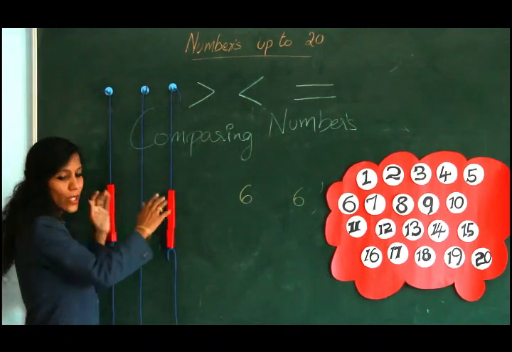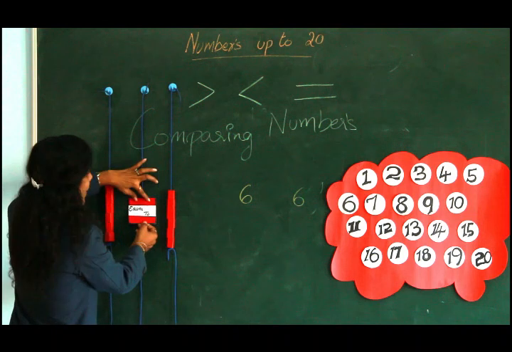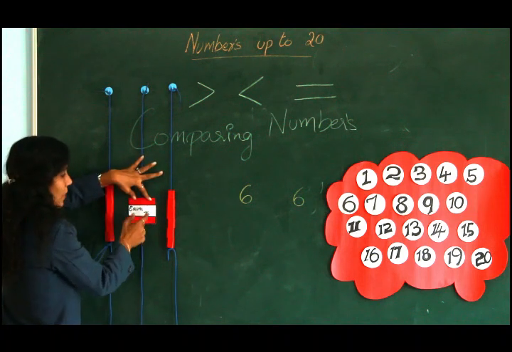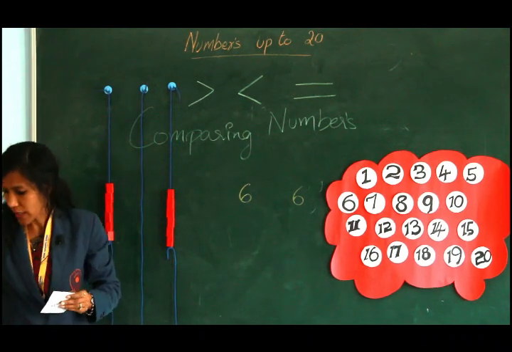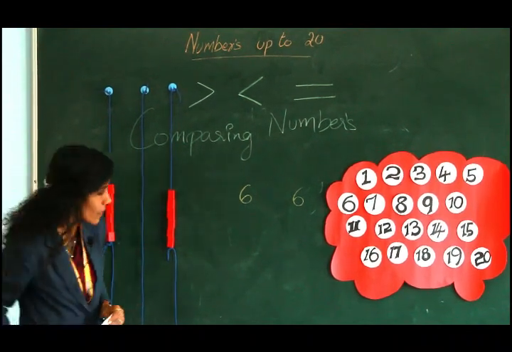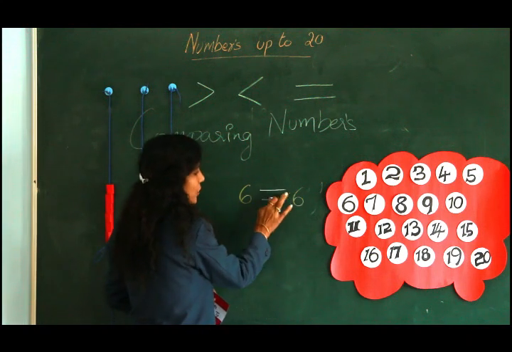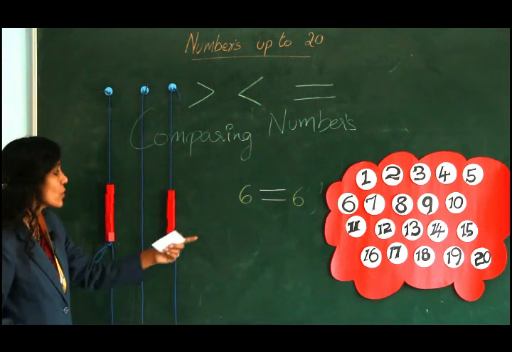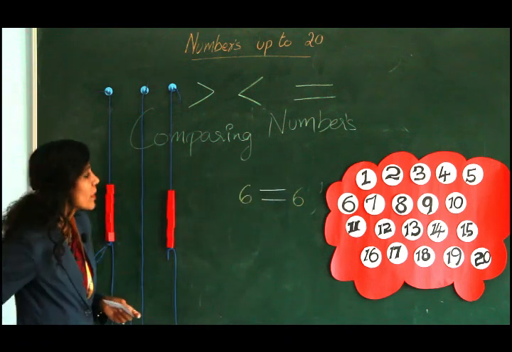Both are equal level. So here we put a sign with 2 dashes and a gap. 2 dashes and a gap. This is called equal to symbol. 1 dash, second dash with a gap. Equal to. So that is 6 is equal to 6.